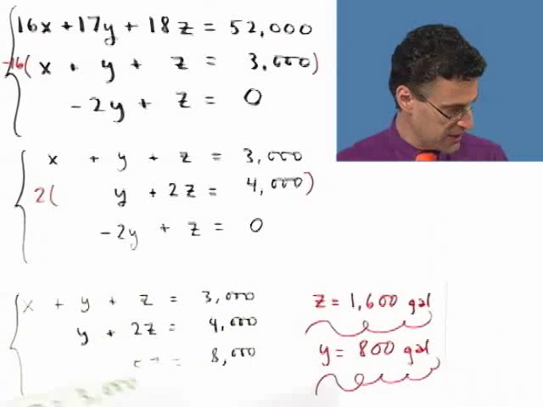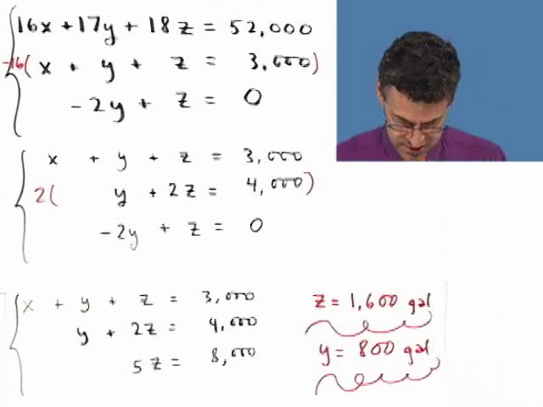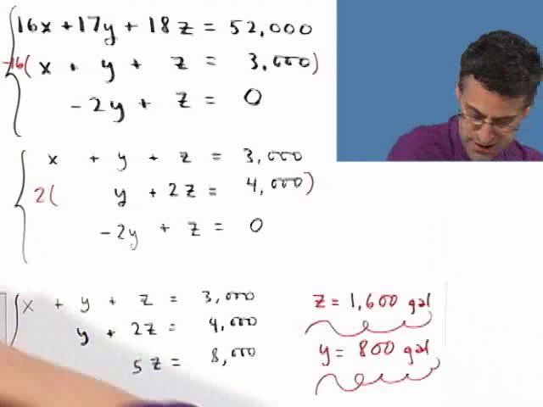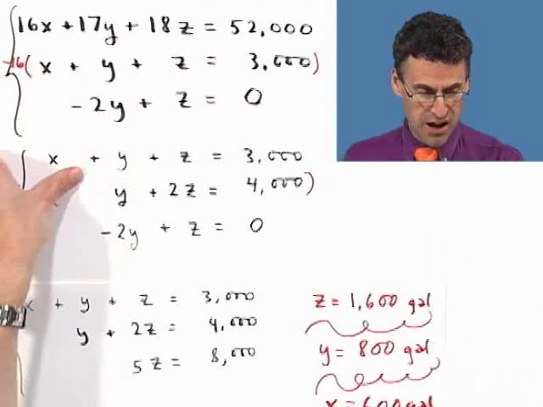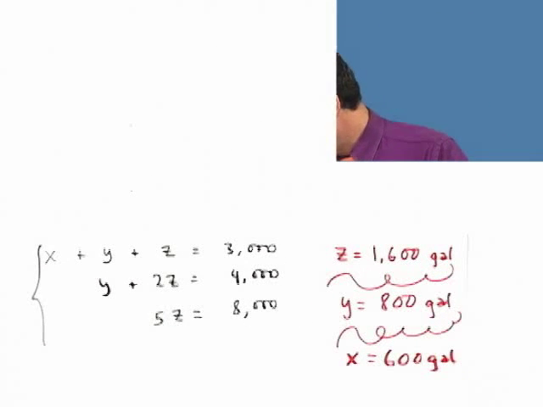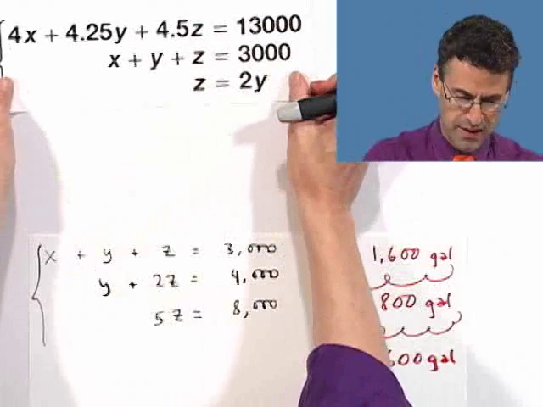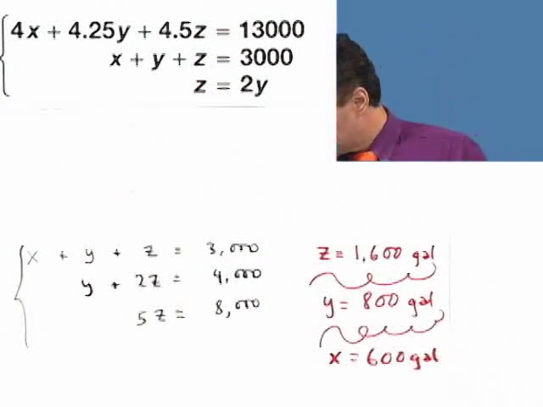Oh, so let's not forget that. So x equals 600 gallons. So we just now solved this really complicated system, which is equivalent, if you remember, to this one. That's where we started, although we had to write it in a way that we wanted to deal. So the solutions are the same.